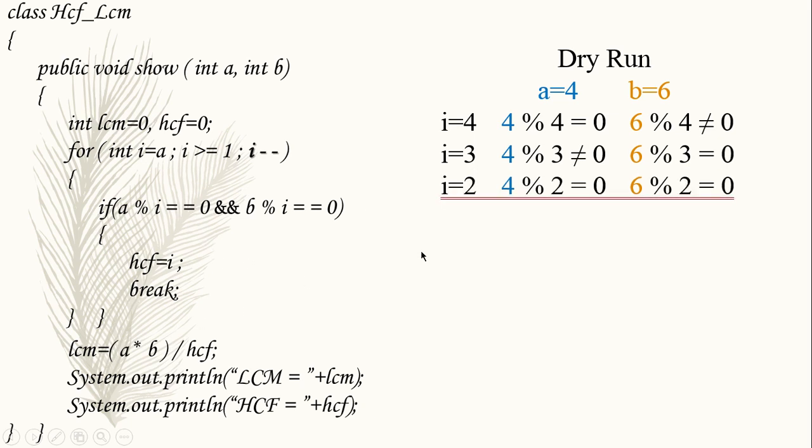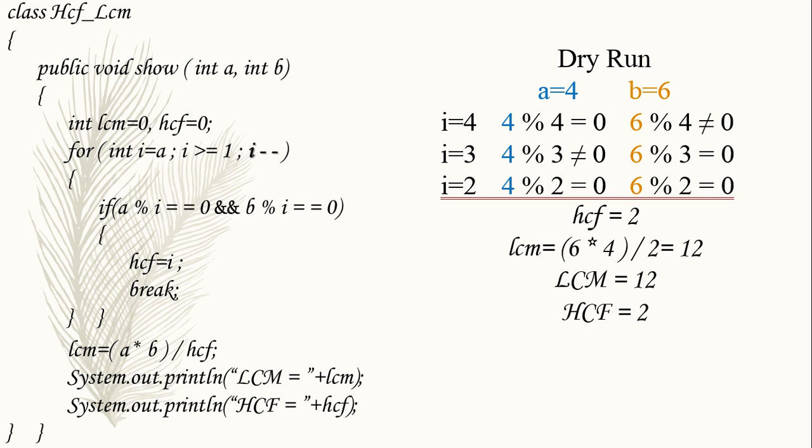Then i value is 2. In this scenario, both parts will give a true result. Hence, this if part's overall result will be true. Hence, we will get the highest common factor, and it will encounter the break statement. It will come out of the looping structure, and then the LCM will be calculated with the help of the formula, and then finally my LCM and HCF will be displayed.